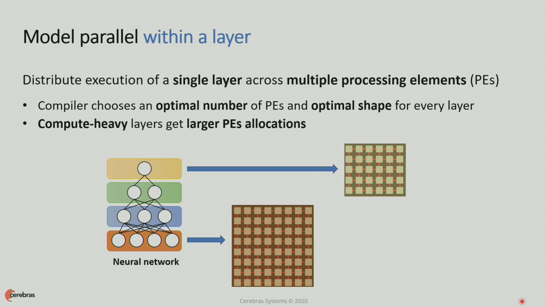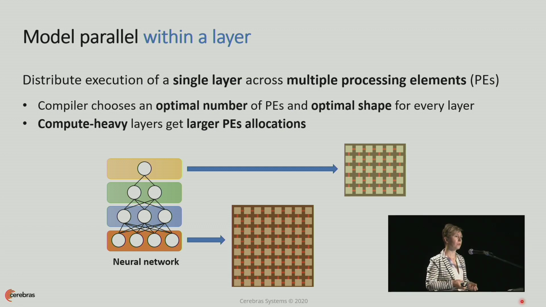So we'll start with the model parallel within a layer. We distribute execution of the single layer across multiple processing elements, PEs, and the compiler does the job for you to choose the optimal number of those PEs and the optimal shape for every layer. Typically compute-heavy layers, like this orange one, get larger PE allocations, so they get a larger fraction of the fabric of the chip. Less compute-intensive layers, like the yellow one, get allocated a smaller number of cores. And we run execution of a single layer in parallel across multiple processing elements.